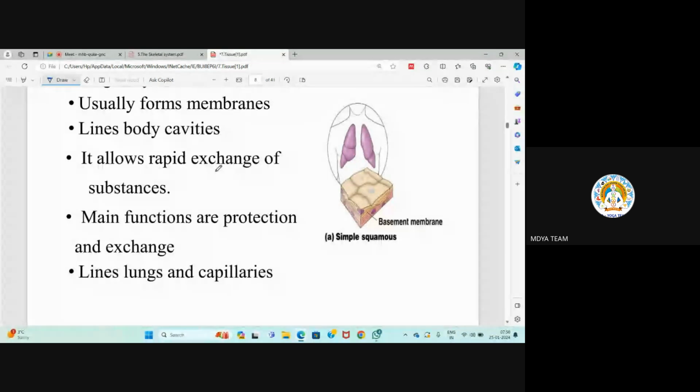Here in this picture you can see the squamous epithelial tissue. It is almost flattened and single layered above the basement membrane. Now, it lines lungs and capillaries. What do you mean by capillaries?